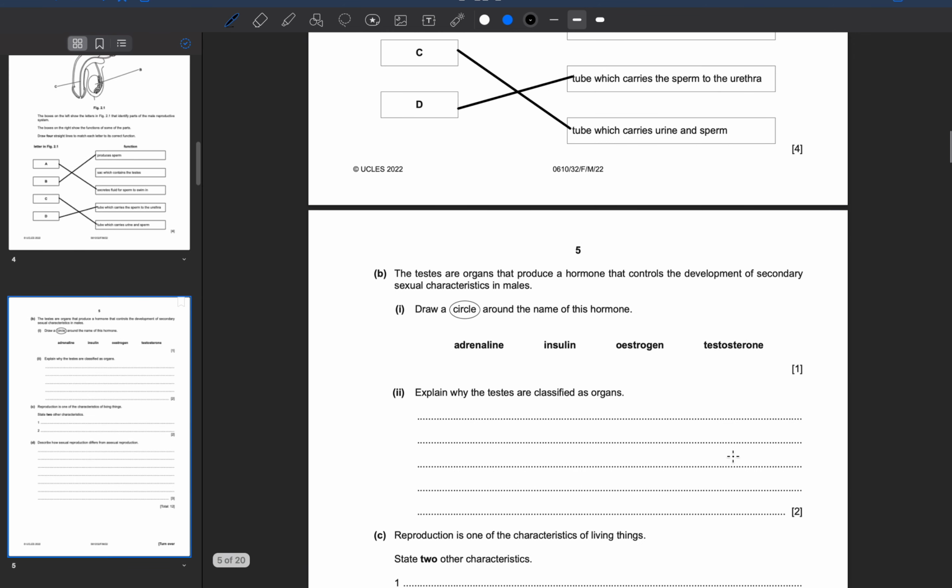Okay. Next question. The testes are organs that produce a hormone that controls the development of secondary sexual characteristics in males. And I have to draw a circle around the name of this hormone. So I have to draw a circle around the male sex hormone, which is testosterone. This is a square, so I have to draw it as a circle.